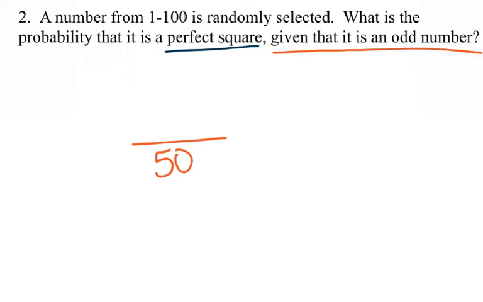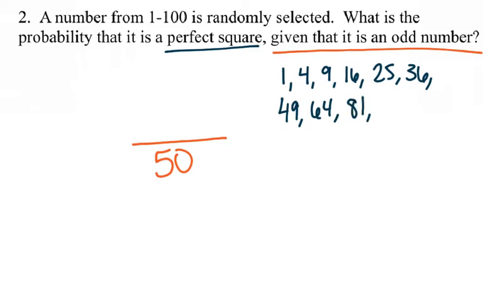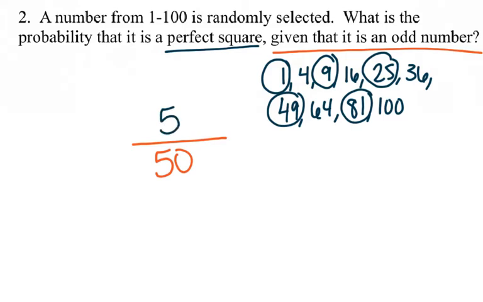So 1 times 1 is 1. 1 is a perfect square. 2 times 2 is 4. 3 times 3 is 9. 4 times 4 is 16. 5 times 5. 6 times 6. 7 times 7. 8 times 8. 9 times 9. 10 times 10 is 100. But we want to know how many perfect squares are actually odd. 1, 2, 3, 4, 5. And if I reduce 5 over 50, I get 1/10. My answer is 1 out of 10.